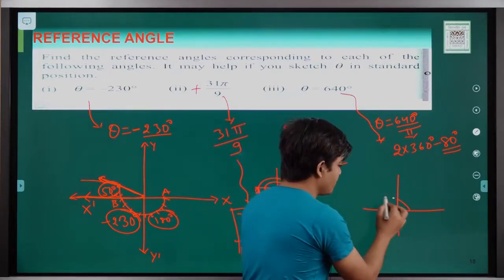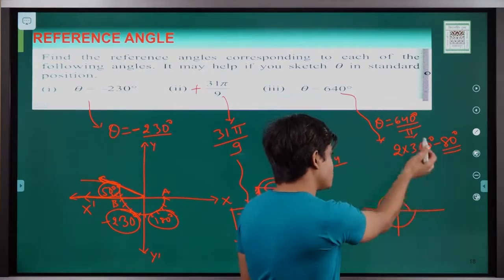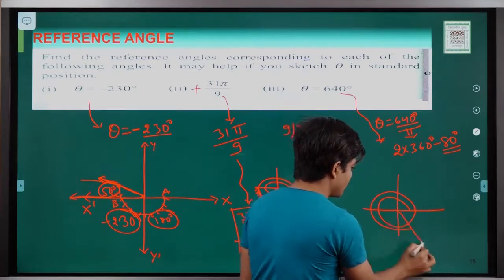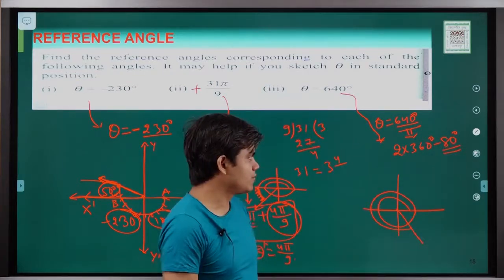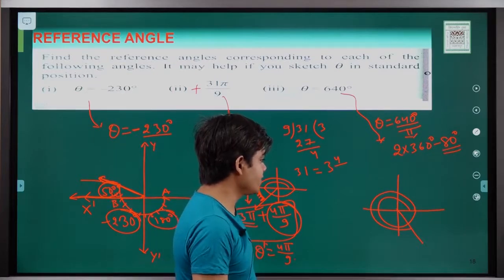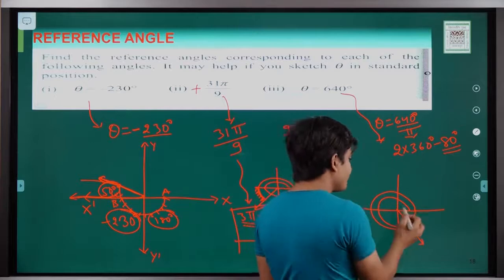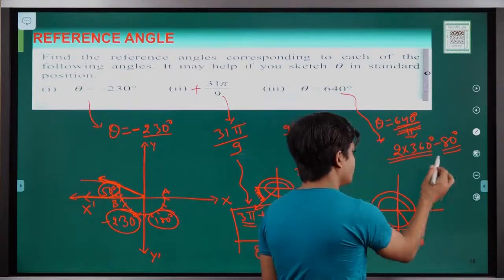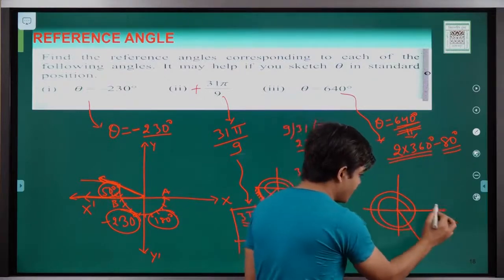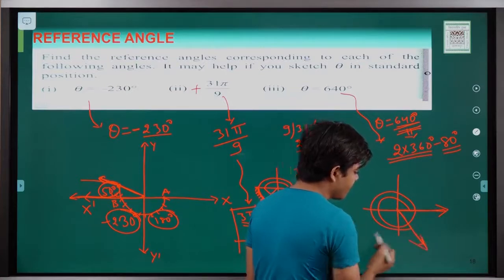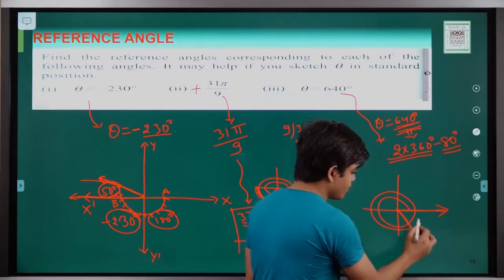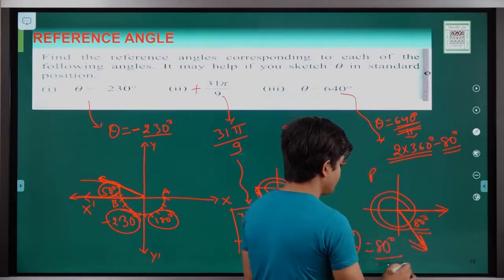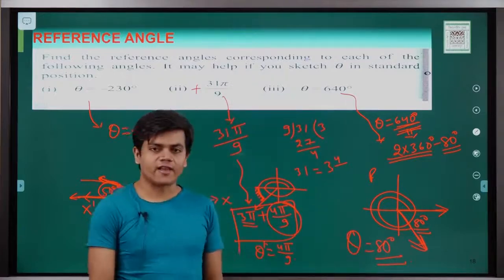one revolution should be complete. And we will try to complete the second rotation, but we have to stop here, 80 degree before. So now this is the angle 640 degree, but we have to stop over here, and the angle between this x-axis and this terminal side is what? 80 degree. So our reference angle theta dash will be what? 80 degree. All right. So it was all about the reference angle.